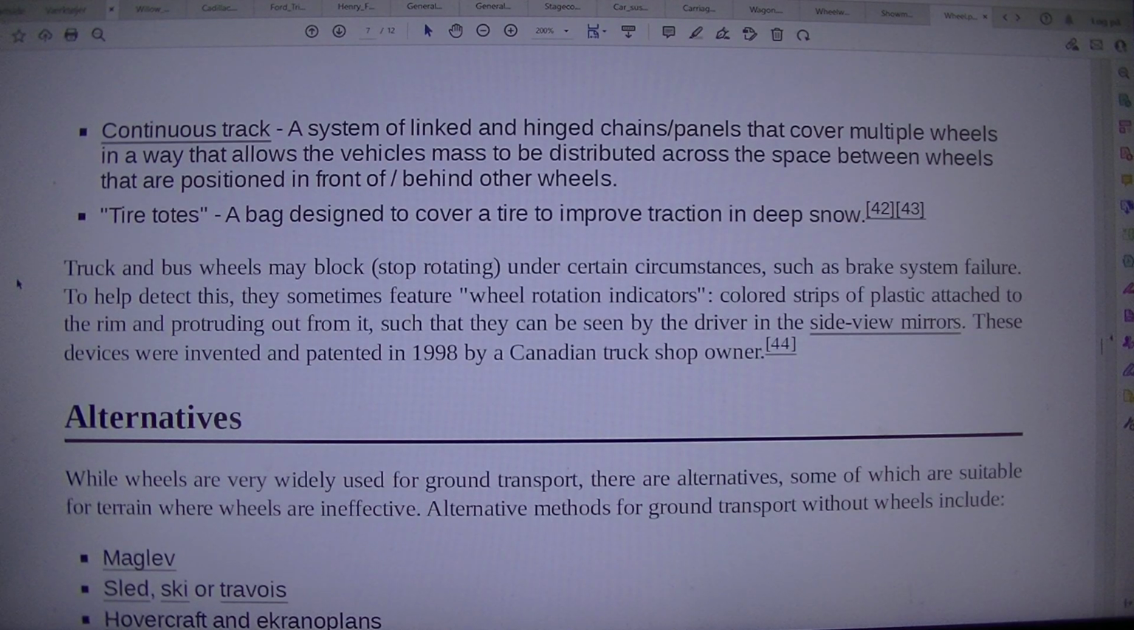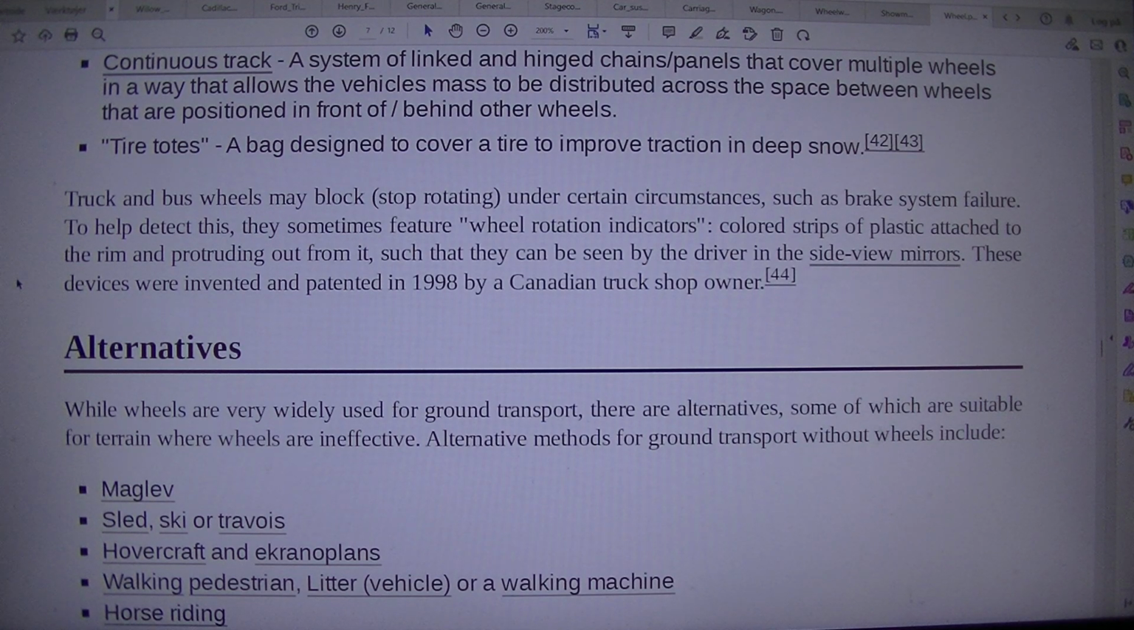Continuous track, a system of linked and hinged chains or panels that cover multiple wheels in a way that allows the vehicle's mass to be distributed across the space between wheels that are positioned in front of or behind other wheels. Tire totes, a bag designed to cover a tire to improve traction in deep snow. 42, 43. Truck and bus wheels may block, stop rotating, under certain circumstances, such as brake system failure.